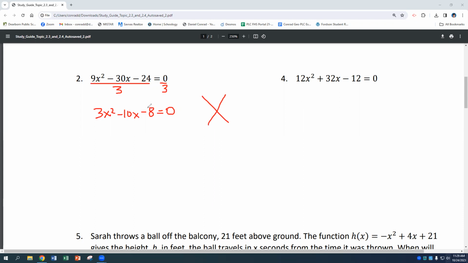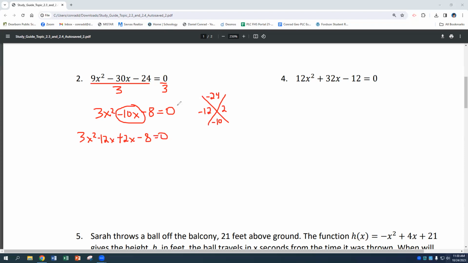So I'm going to do a times c, which is negative 24. All right, we got to do a times c, so 3 times negative 8, negative 24. And we need to add up to negative 10. So we need two numbers that multiply to negative 24 and add to negative 10, that's going to be negative 12 and 2. So I'm going to split this up into negative 12x plus 2x. So I'm going to have 3x squared minus 12x plus 2x minus 8 equals 0.